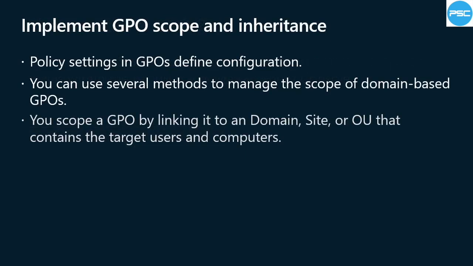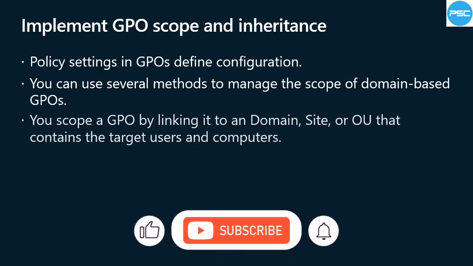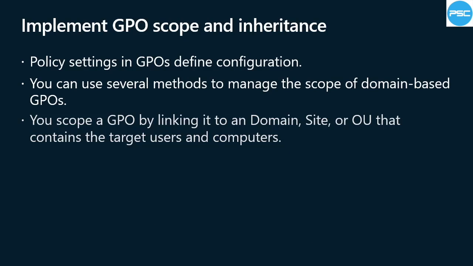However, you must specify the computers or users to which the GPO applies before the configuration changes, and a GPO will affect computers or users in your organization. This is called scoping a GPO. The scope of a GPO is the collection of users and computers that will apply the settings in the GPO. You can use several methods to manage the scope of domain-based GPOs.